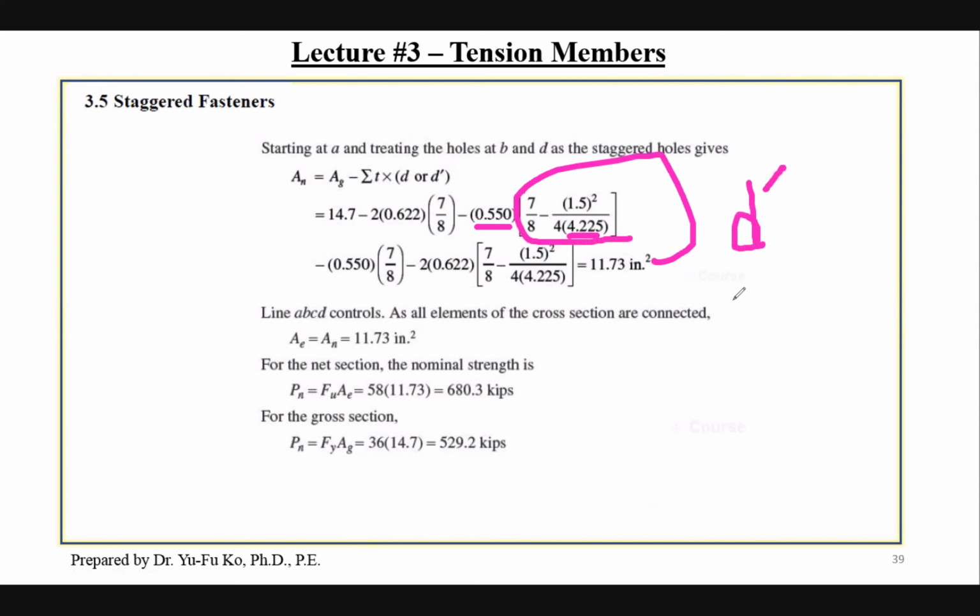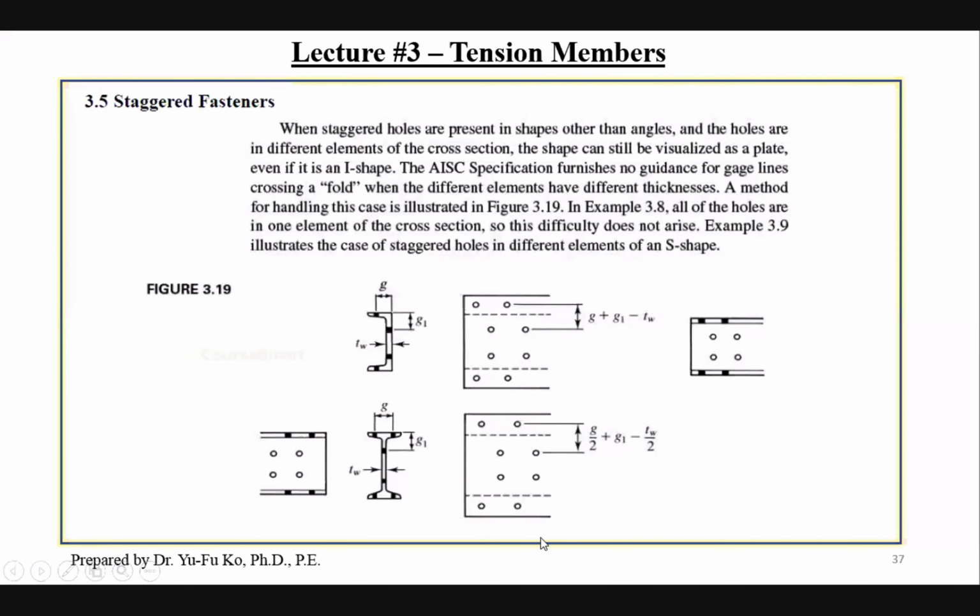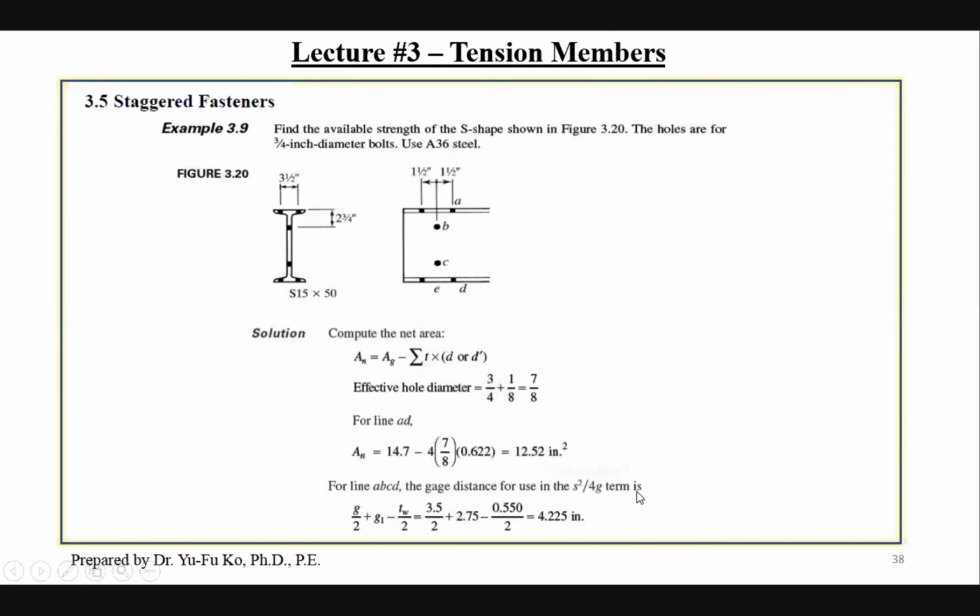Did we calculate the 4.225, or is that in the manual? We just calculated it. Okay, I see. Thank you.